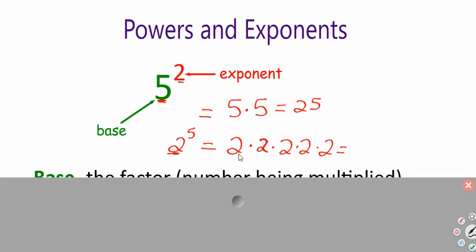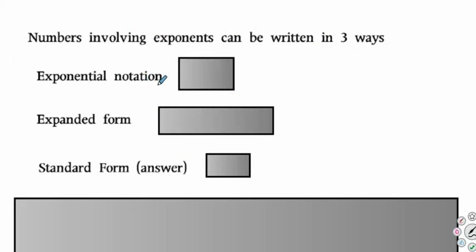So that means this is 2 times 2 is 4, times 2 is 8, times 2 would be 16, times 2 would be 32. So 2 to the 5th power is 32. It is not 10. It does not mean 2 times 5, okay? So an easy way for us to make sure that we look at it is we're going to look at it in exponential notation or exponent notation and expanded form.